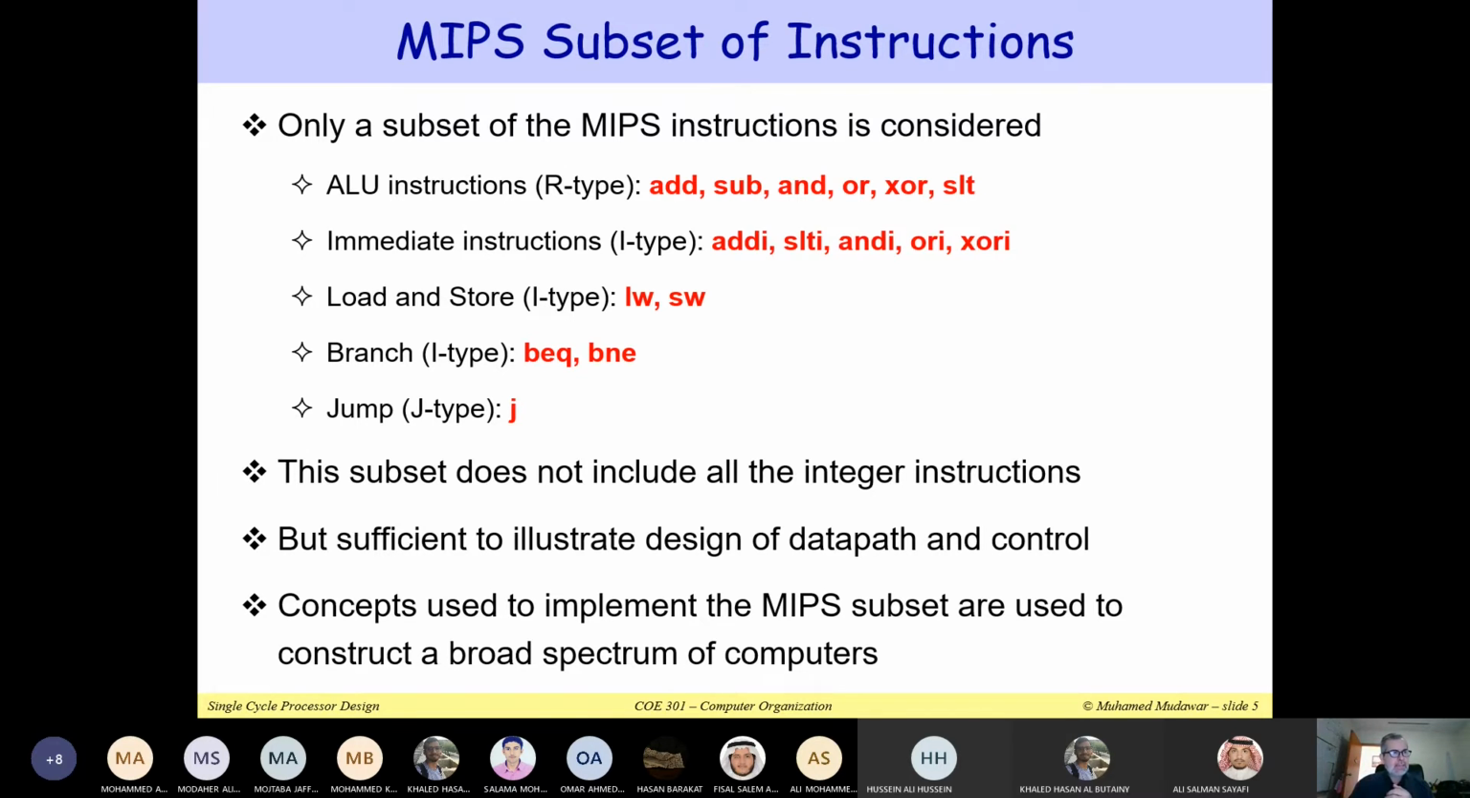There are many other interesting instructions that we can, of course, add to this minimal subset. This minimal subset is going to illustrate the concepts behind the design of data path and control. We can, of course, add more instructions if you want to, but the concepts are still the same. So we just follow the same concepts to implement this subset, or to implement any set of instructions. Is this clear? That's what I'm going to do in this presentation. Feel free to interrupt me if you have any question.